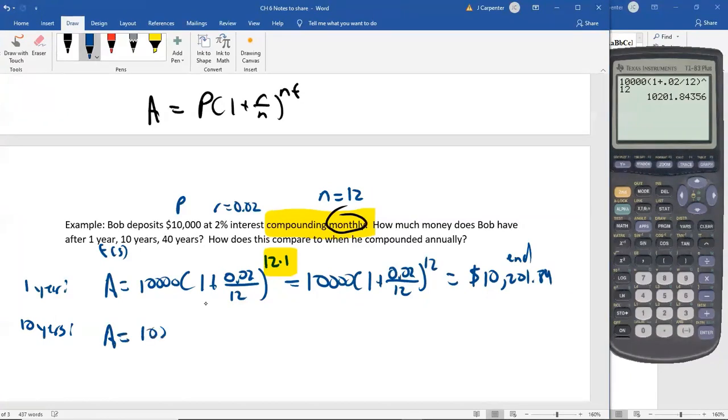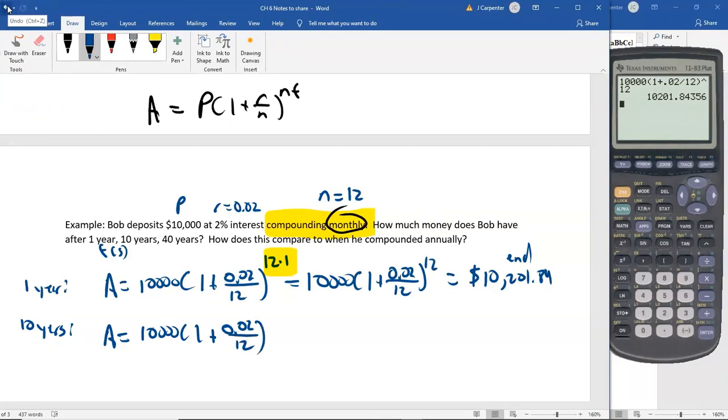A is now 10,000 times, see, we don't take the previous ending amount. We don't have to go from 1 year to 2 year to 3 year to 4 year. This goes straight to the end. If we wanted to find all the intervals in between, we would have to do it month by month. We would have to say month 2 amount is the month 1 amount times the growth factor, which is really this. This is now your growth factor because your annual rate has become a periodic rate.